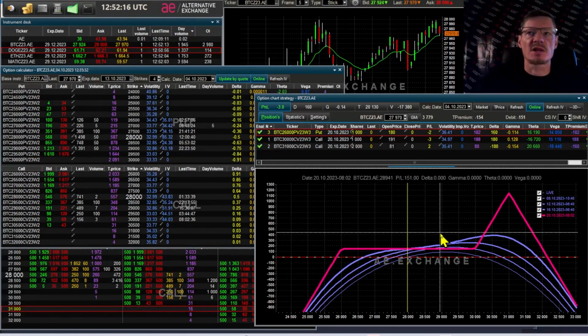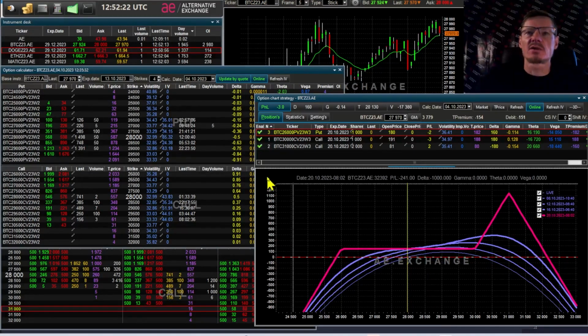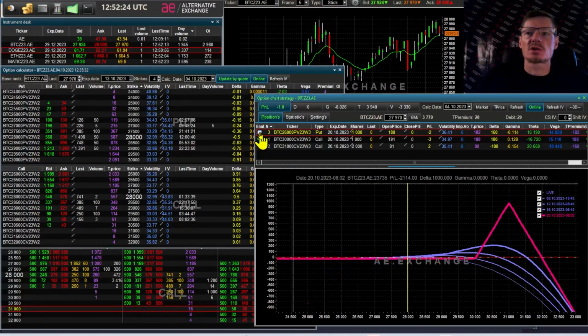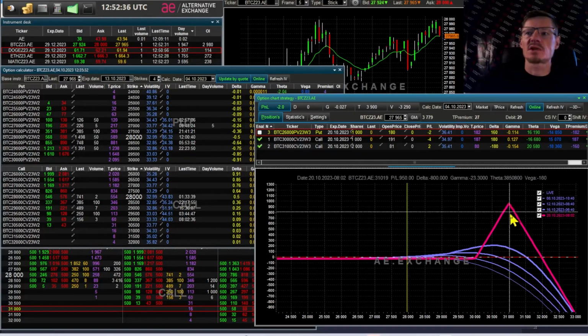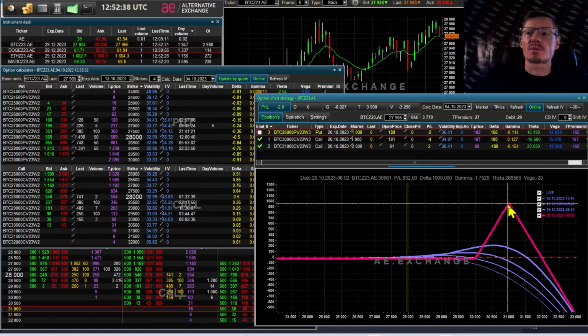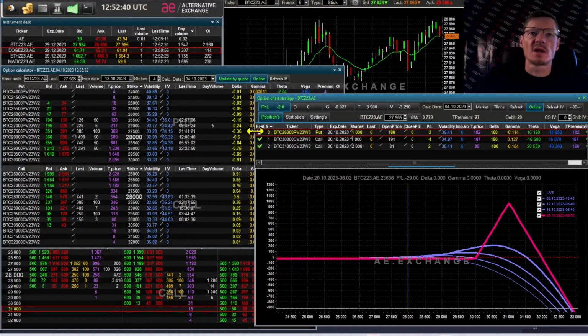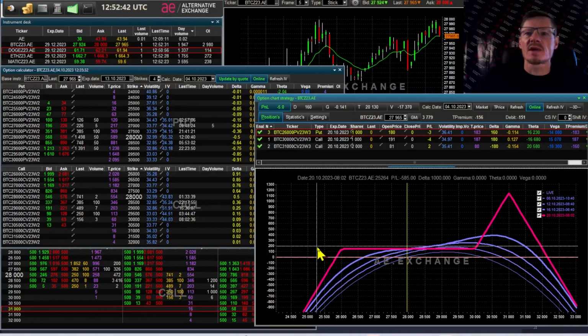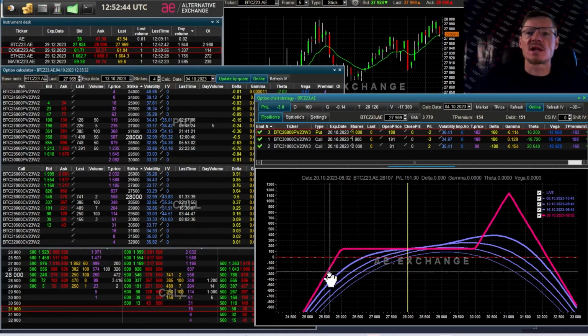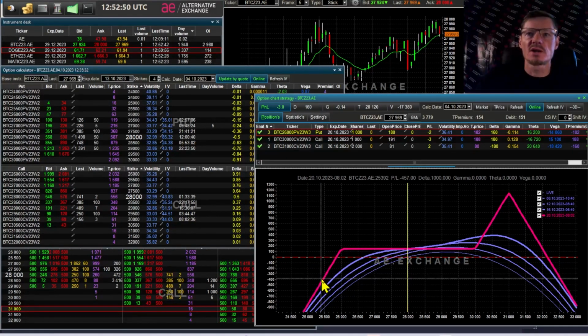But now let's move to the desktop terminal. Pay attention to this strategy. It consists of a ratio spread, where 1,000 call options with strike 30 are bought, and 2,000 options with strike 31 are sold. And more put options sold. When the price decreases, the maximum delta value can reach 1,000. When the price goes up, the maximum delta is -1,000.